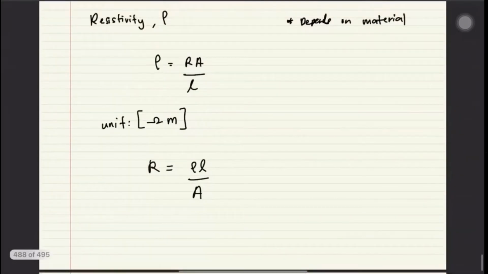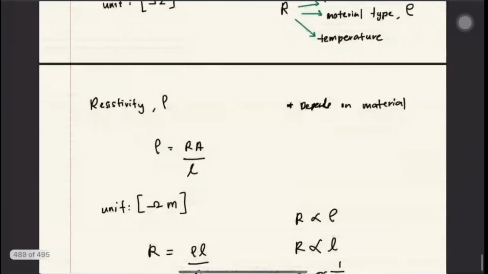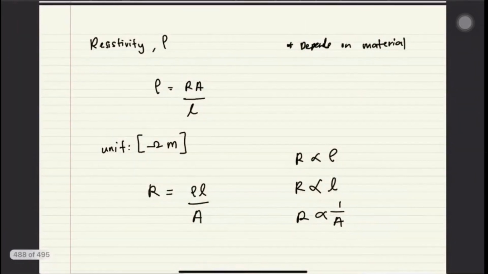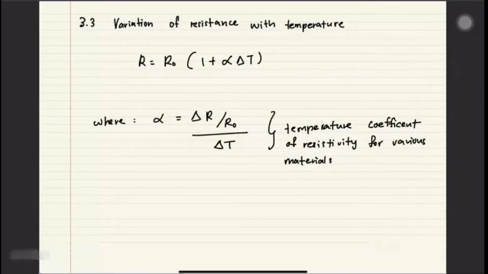Mungkin saya boleh tunjuk correlation. So R is directly proportional to the rho. Okay, R is directly proportional to the length, and R is inversely proportional to the A. Macam saya cerita tadi lah. Okay, ada soalan tak so far sebelum kita masuk 3.3? Alright. Okay, for 3.3 is about variation of resistance with temperature.